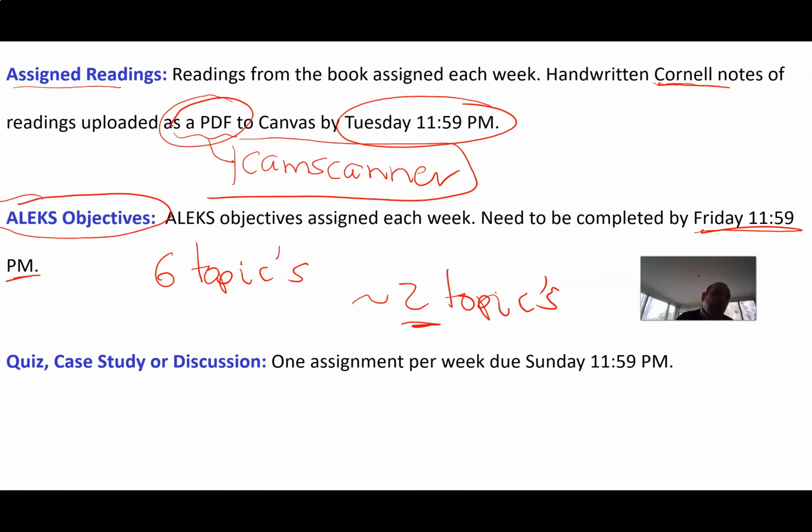And then every week you'll have either a quiz via ALEX, a case study, which is like an extended written description of a problem with some questions attached, or a discussion. Depends on how creative I'm feeling as the course goes on, but you'll have 1 weekly assignment in one of those categories per week, and they're due by Sunday midnight each week.